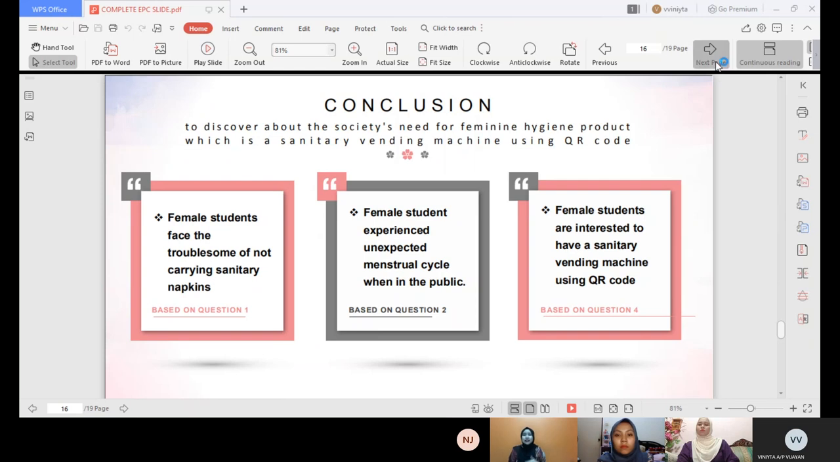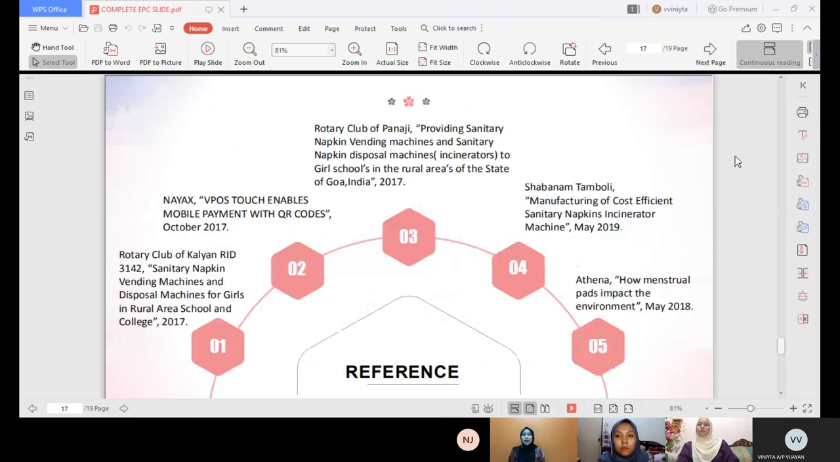Okay, for the references, we have 5 references: one from Rotary Club of Kalian, one from Rotary Club of Panaji, Shabanan Tamboli and Athena. These 4 references we took for sanitary napkin vending machines, and one more from NAYAX. We took a reference for mobile payment with QR codes. So there are 5 references that we took, and I think that's all from us.